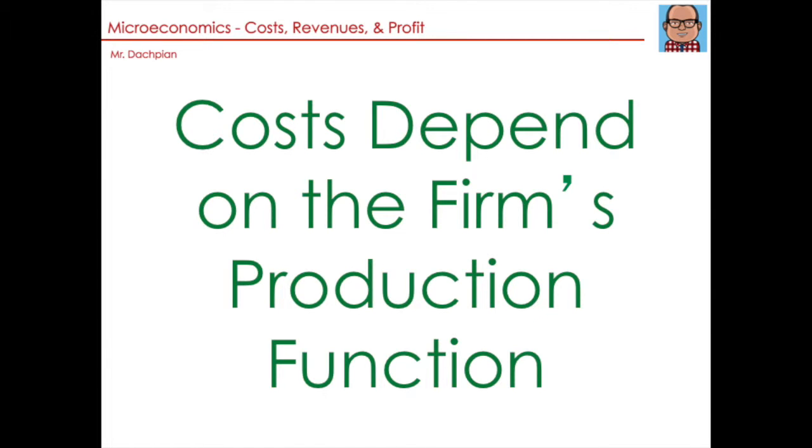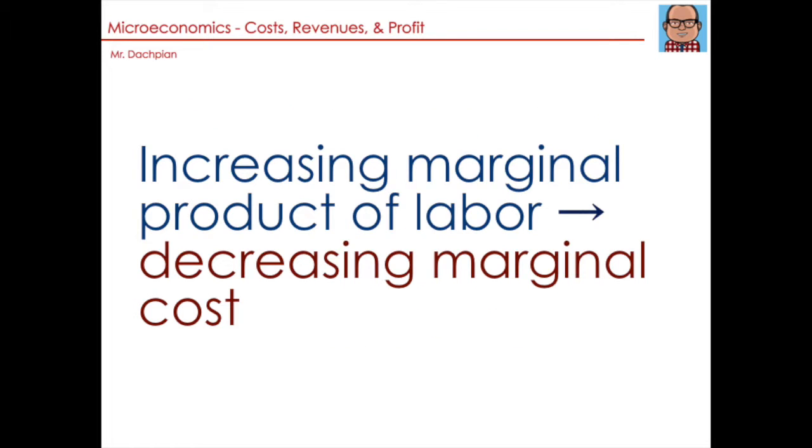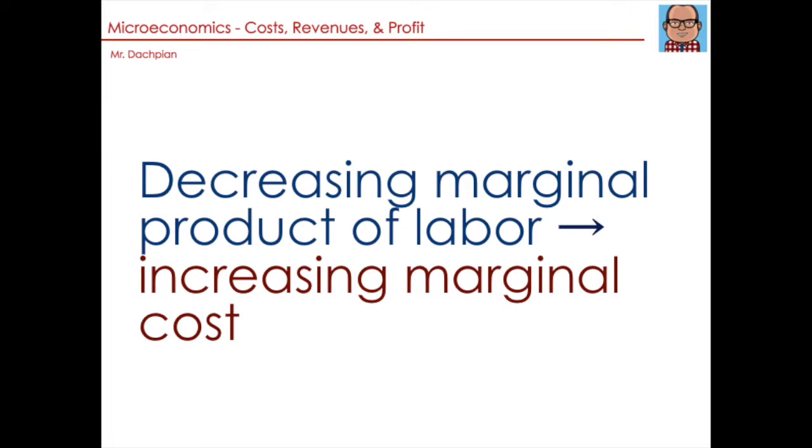As more labor is used in conjunction with the fixed capital input, using additional labor results in a diminishing marginal product of labor and an increasing marginal cost of production. Increasing marginal product of labor leads to a decreasing marginal cost, whereas a decreasing marginal product of labor leads to increasing marginal cost.